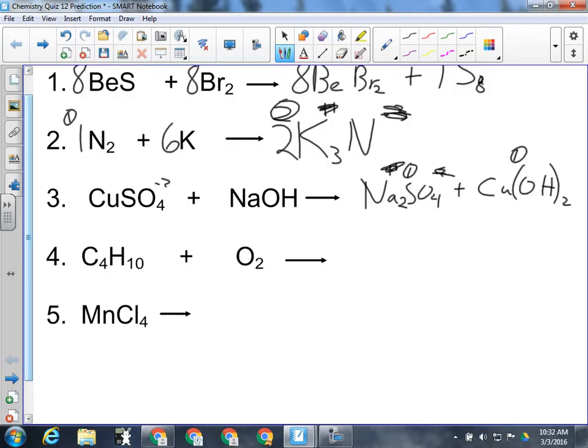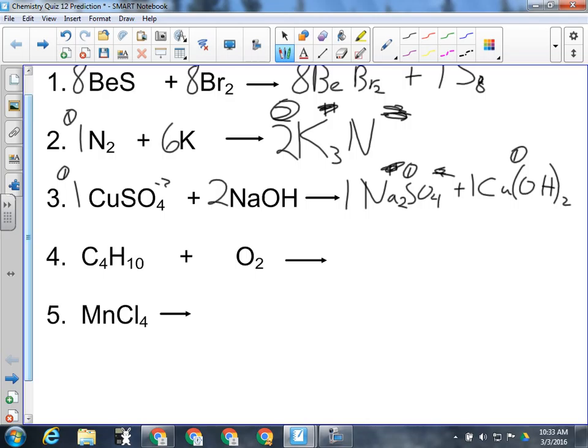Now we got to balance the whole thing. Present in the largest number, sodium. Putting a 2 here balances the sodium. It also balances the hydroxides. Copper and sulfate are present as 1s in every position. Now it's balanced. So 1 mark for the balancing. Questions on number 3?